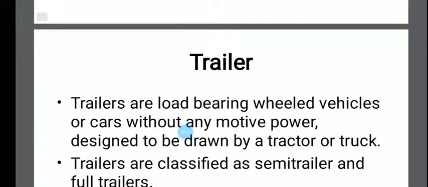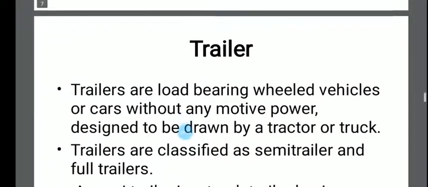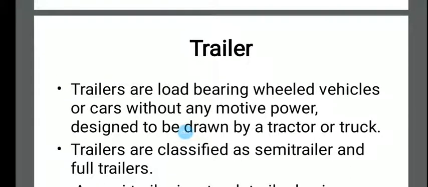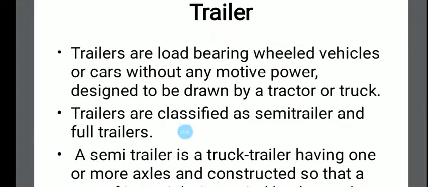Now the trailers. Trailers are load-bearing wheeled vehicles or carts without any motive power, basically required for the transfer of materials. They have no power of their own, and are designed to be drawn by a tractor or truck.